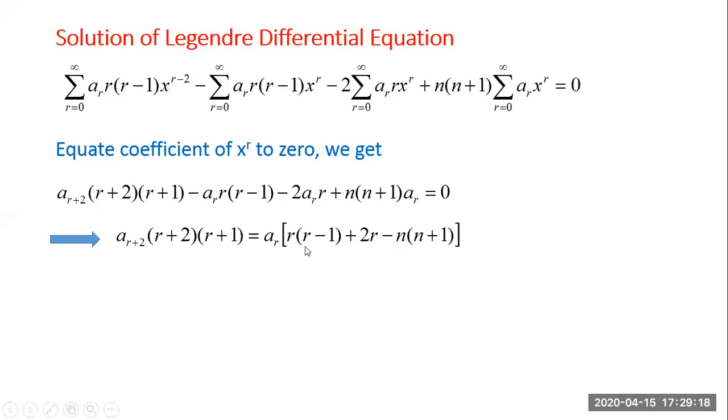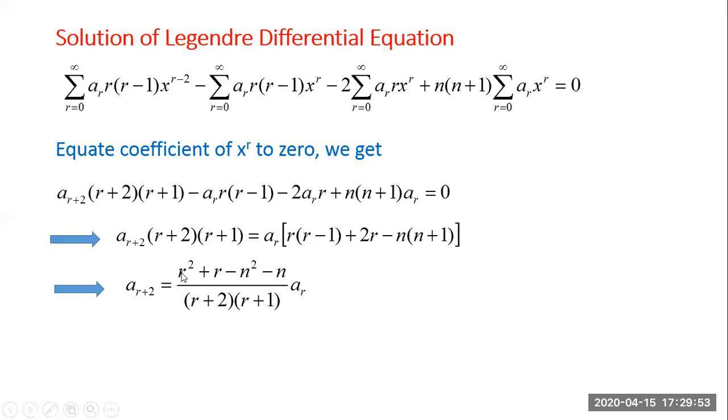Now simplify this bracket to get r square minus r plus 2r. So r square minus r plus 2r is plus r, minus n square and minus n, divided by r plus 2 into r plus 1. This ar as it is. So take this r plus 2, r plus 1 to the right hand side, so we get in the denominator r plus 2, r plus 1. This bracket becomes r square minus r plus 2r is plus r, minus n square and minus n. This ar as it is.